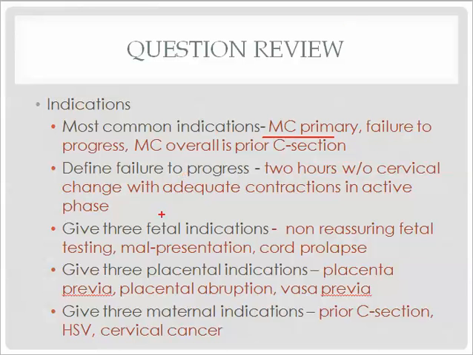What are 3 fetal indications for a cesarean section? Non-reassuring fetal testing, malpresentation, so breech, transverse, or cord prolapse. 3 placental indications: placenta previa, placental abruption, vasa previa. What are 3 maternal indications? So prior C-section, HSV or untreated HIV, some sort of infection, or cervical cancer.